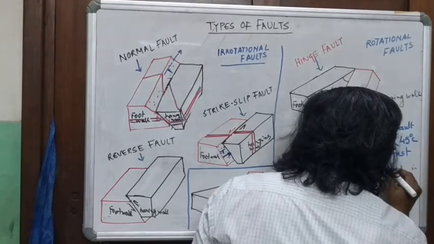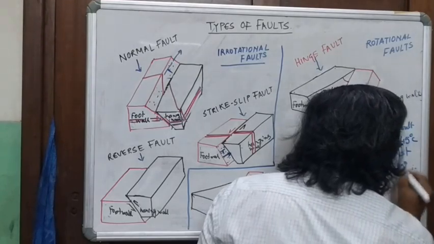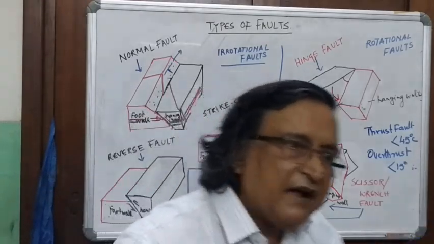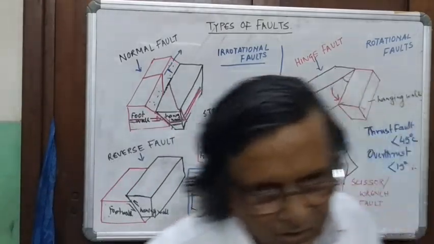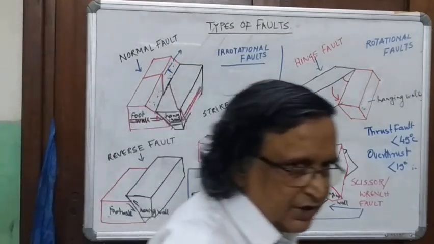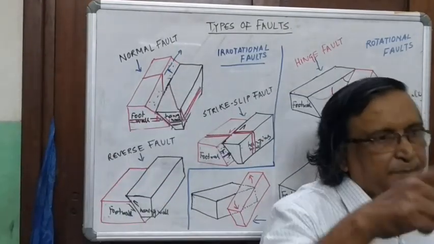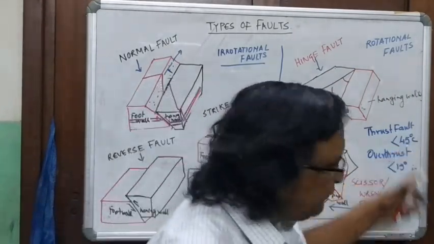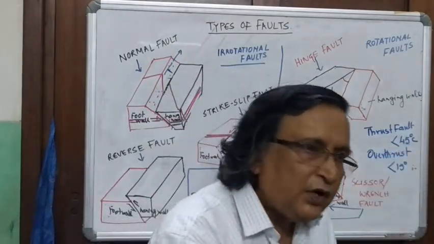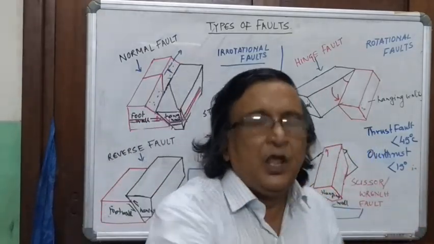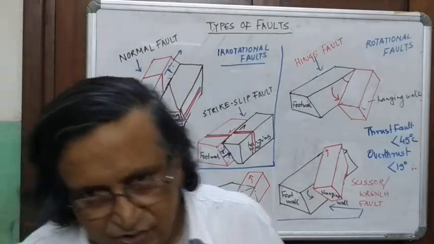Overthrust. Here, the dip is less than 15 degrees. So you can understand, overthrust planes are at a very shallow angle. Have you understood? So there are reverse faults, when the dip is greater than 45 degrees. The same reverse fault, if the dip is less than 45 degrees, is called a thrust fault. If the dip is less than 15 degrees, then it's called an overthrust fault. All of these are reverse faults.